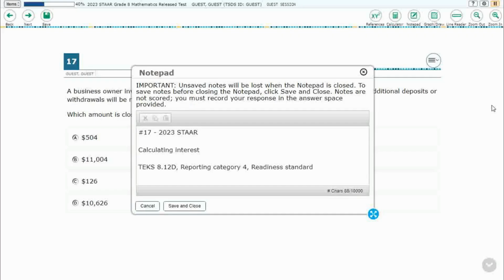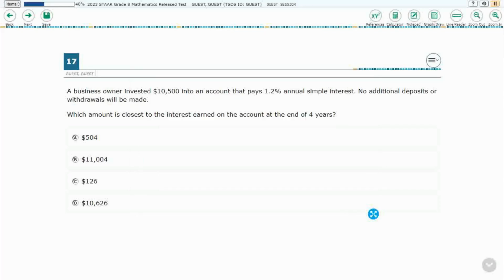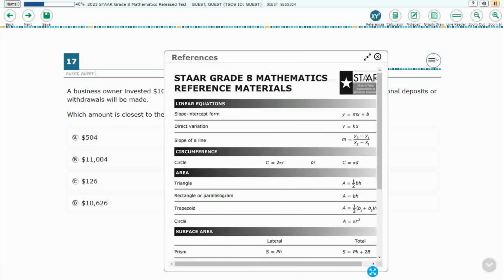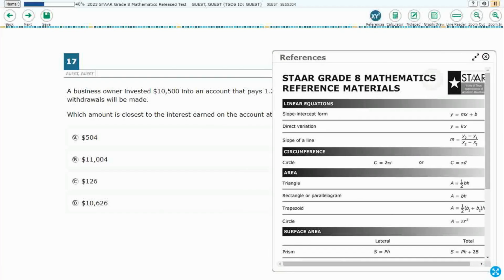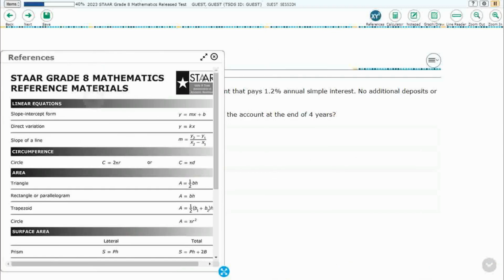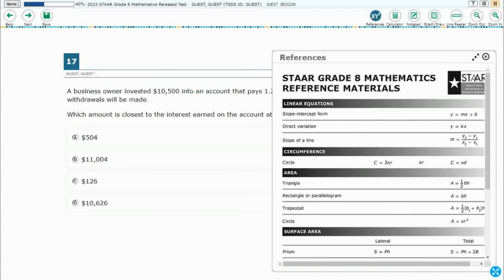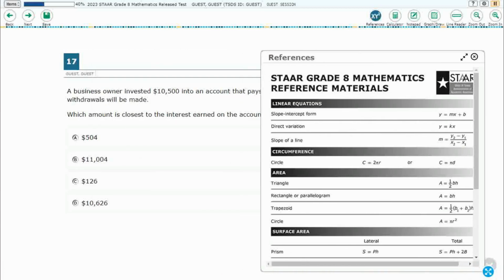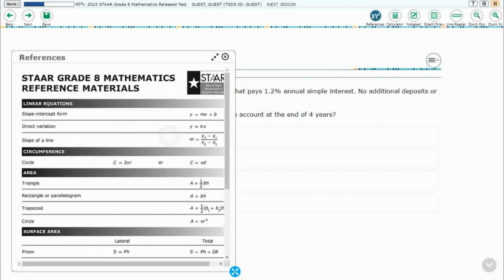For number 17, we are looking at calculating interest. This is a readiness standard in reporting category 4, TEKS 8.12D. And we need our reference material here because it's talking about interest. It says a business owner invested, we've got a principal of $10,500, and it's going to pay 1.2% annual simple interest, no additional deposits or withdrawals. So we need the amount that's closest to the interest earned at the end of 4 years.